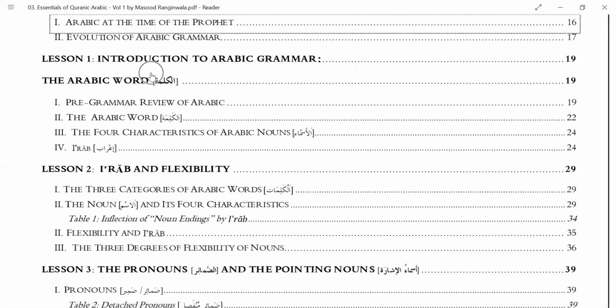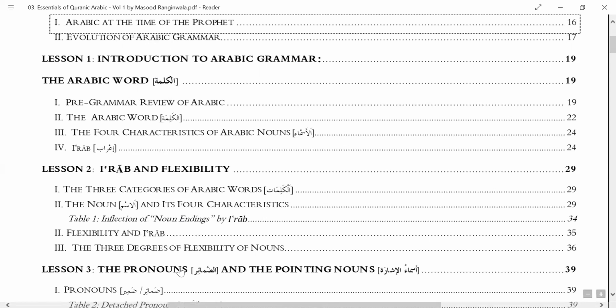Al-Kalima, Arabic word. Before that, you need to know a little bit about Arabic. Then you need to know about the word kalima. Then 4 characteristics of nouns, asma and i'rab. Then lesson 2 is more on i'rab and flexibility, the topic that would have just been completed. In that, you need to know the 3 categories of Arabic words, kalimats, the noun, its 4 characteristics, flexibility and i'rab, and the 3 degrees of flexibility.